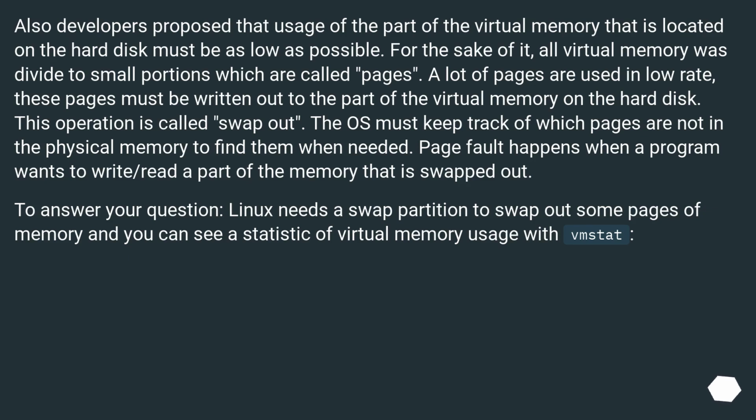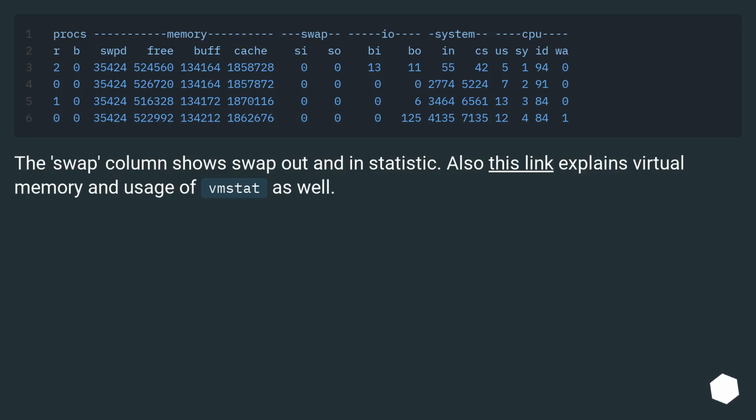To answer your question, Linux needs a swap partition to swap out some pages of memory, and you can see a statistic of virtual memory usage with vmstat. The swap column shows swap out and in statistic. Also, this link explains virtual memory and usage of vmstat as well.